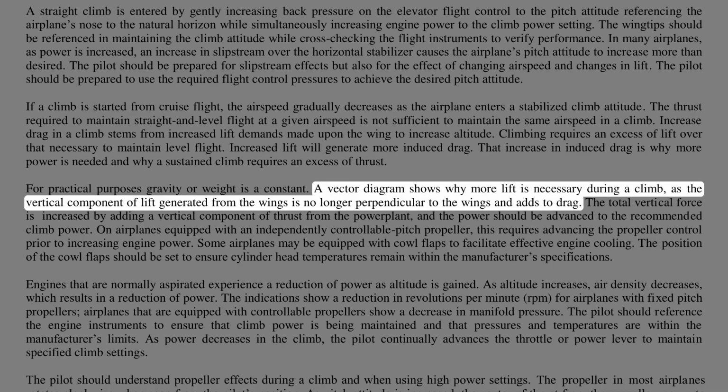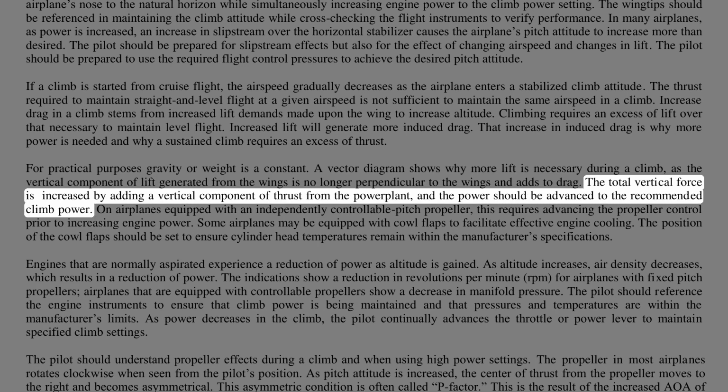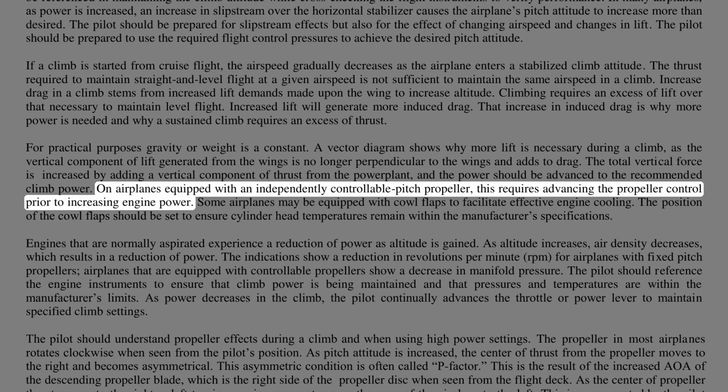For practical purposes, gravity or weight is a constant. A vector diagram shows why more lift is necessary during a climb, as the vertical component of lift generated from the wings is no longer perpendicular to the wings and adds to drag. The total vertical force is increased by adding a vertical component of thrust from the power plant, and the power should be advanced to the recommended climb power. On airplanes equipped with an independently controllable pitch propeller, this requires advancing the propeller control prior to increasing engine power.